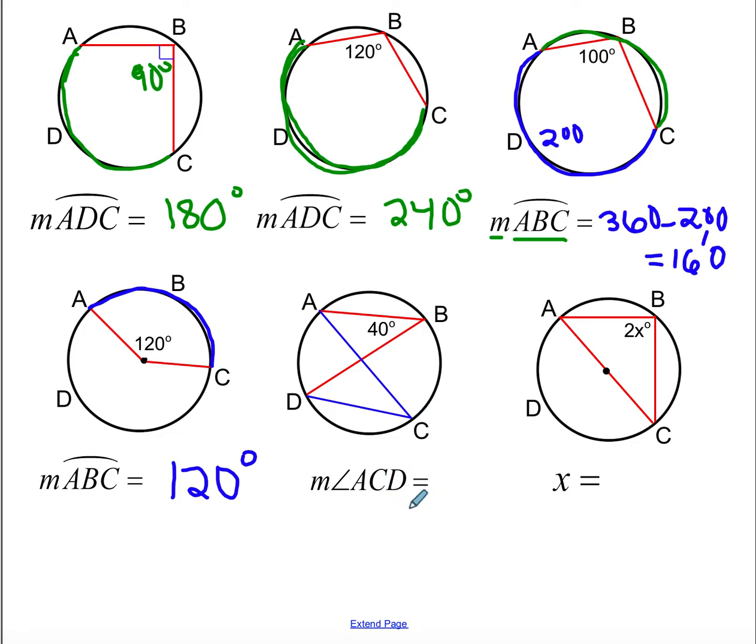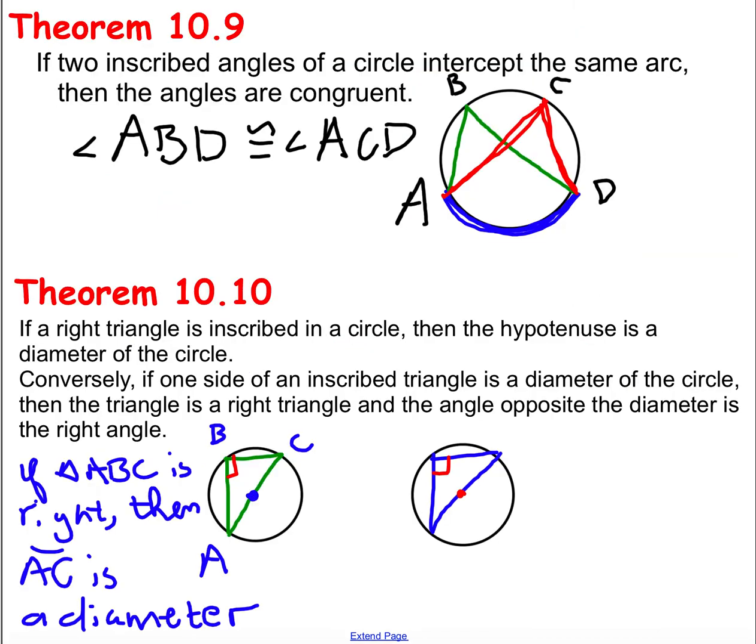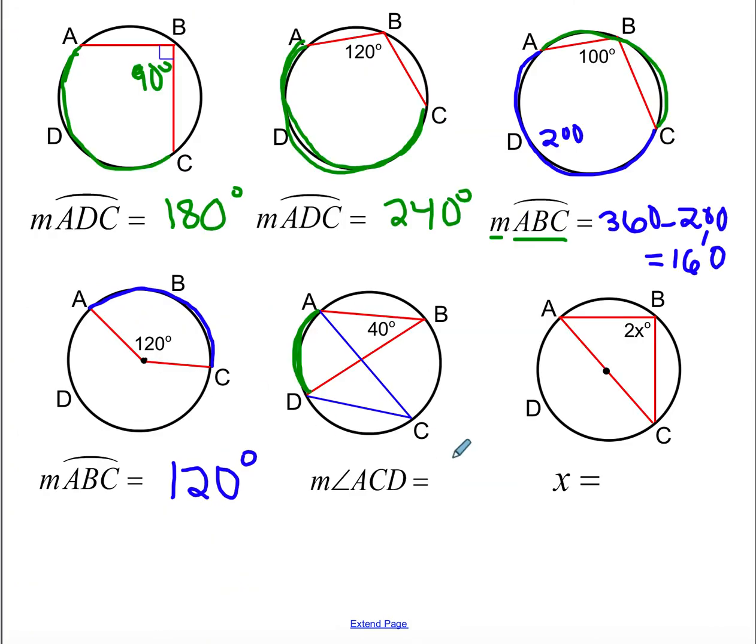Here it's asking us for the measure of the angle ACD. Now, how can we tell that? Well, as you see, ABD and ACD intercept this arc right here. It's the same arc for both of the angles, and as theorem 10.9 says, I believe it's theorem 10.9. I'm going to double check that really quickly. Yep, theorem 10.9 says if two inscribed angles intercept the same arc, then those angles are congruent. So if this is 40, then this angle must also be 40 degrees.